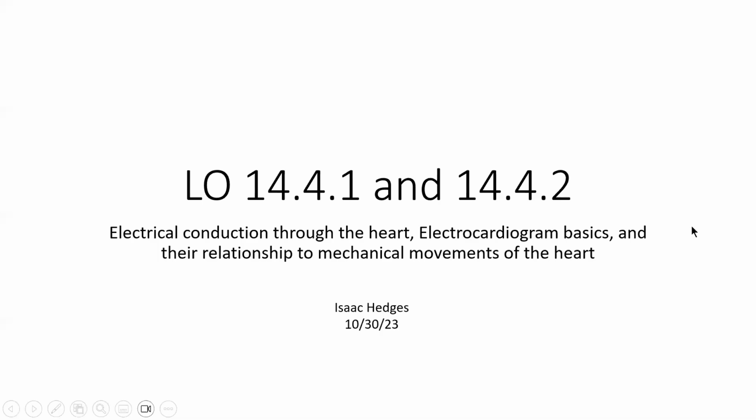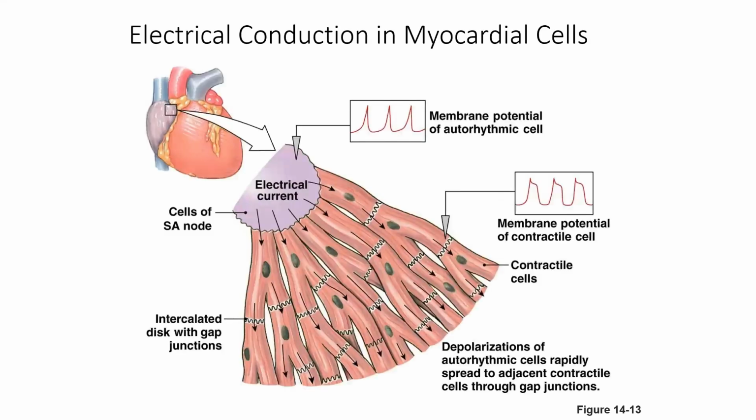Okay, we're going through electrical conduction through the heart, electrocardiogram basics, and the relationship to mechanical movements through the heart. Electrical conduction of myocardial cells begins in the cells of the SA node, which are autorhythmic cells. They send electrical signals to contractile cells through intercalated discs with gap junctions to allow the flow of ions all in one direction through the heart tissue.